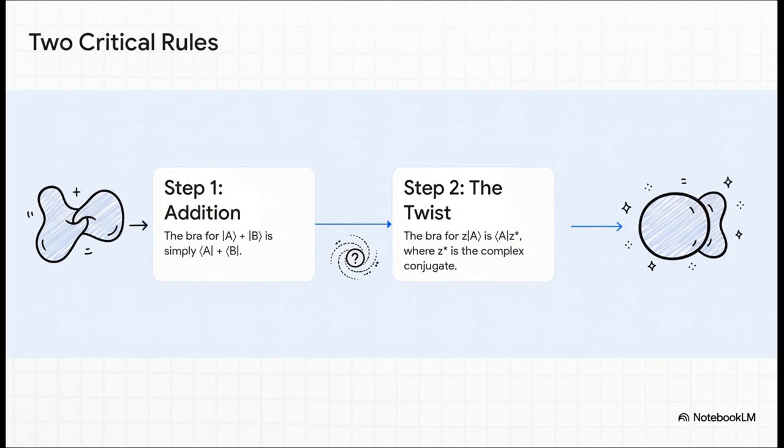If you multiply a ket by some complex number, z, the corresponding bra is not multiplied by z. No way. You have to take the complex conjugate. The bra becomes A times z star. And that little twist, that's the secret ingredient for this entire beautiful system.